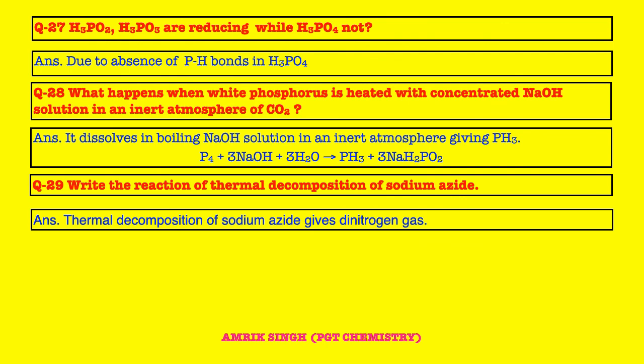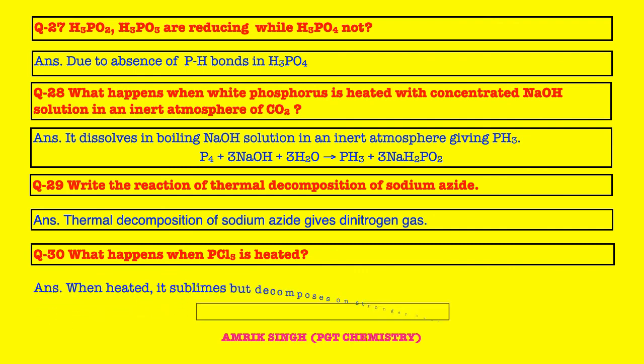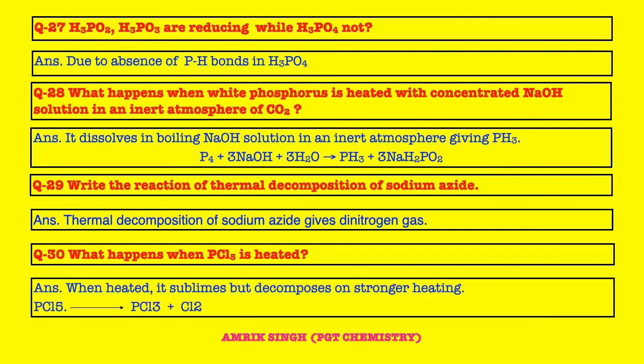Thermal decomposition of sodium azide gives N2 gas. Next question: what happens when PCl5 is heated? PCl5 is heated, then it will give PCl3 and Cl2.